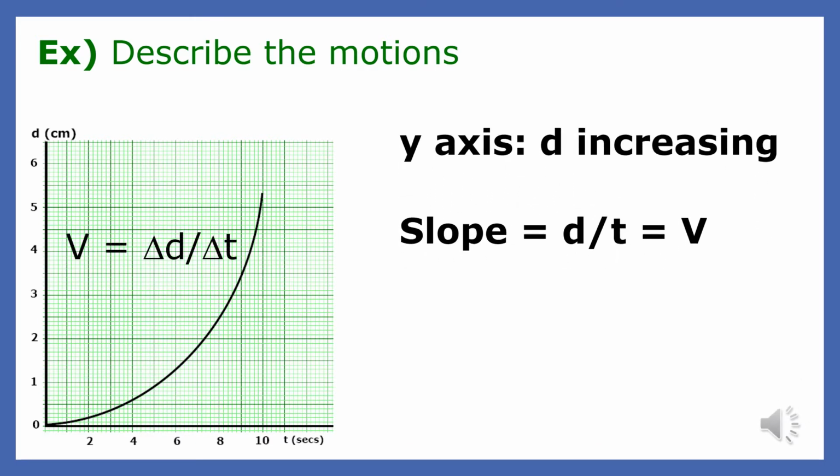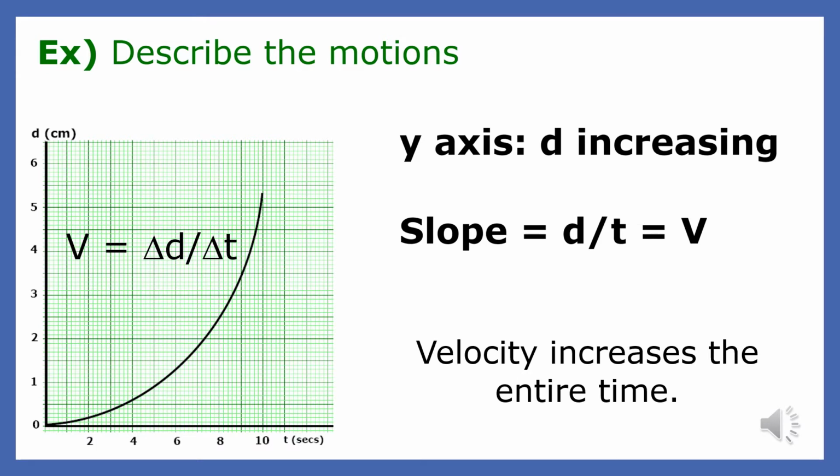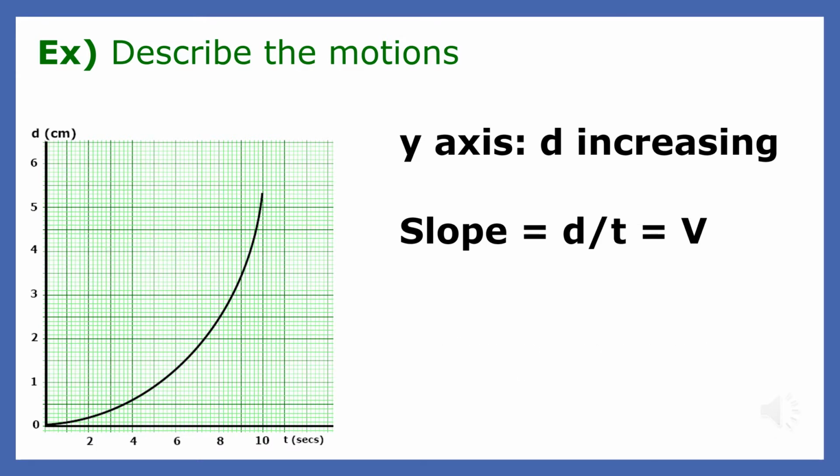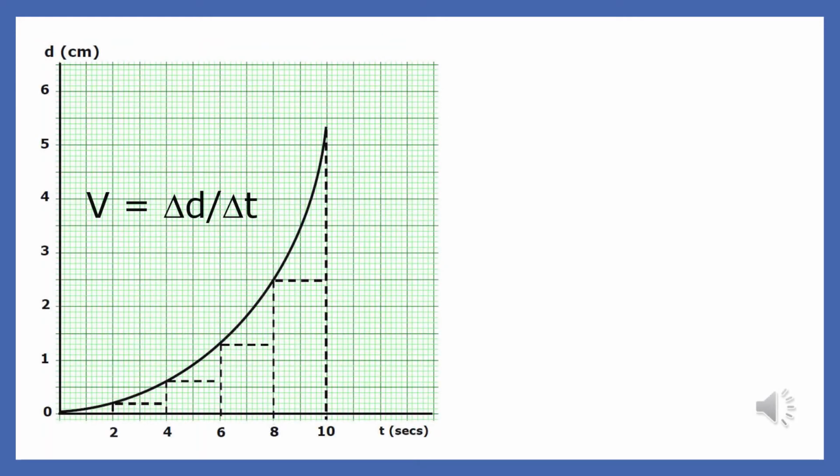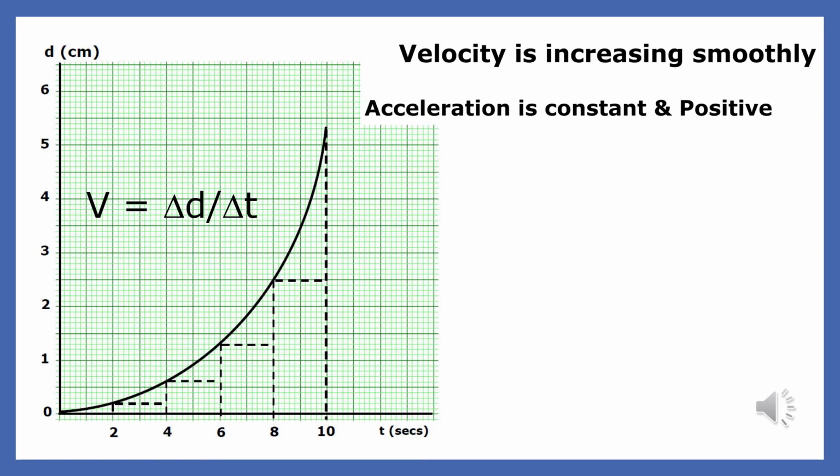Step 2 is to look at the slope. Since the slope is equal to the velocity and the slope increases the entire time, we know that the velocity increases the entire time. So now, is this constant acceleration or non-constant acceleration? Is the velocity increasing by an equal amount each time or a non-equal amount each time? Since the velocity is increasing in a smooth way, this plot shows constant positive acceleration. Memorize this one.